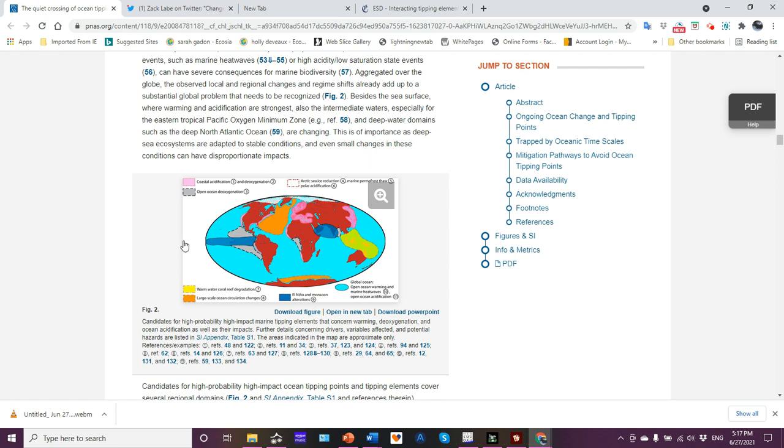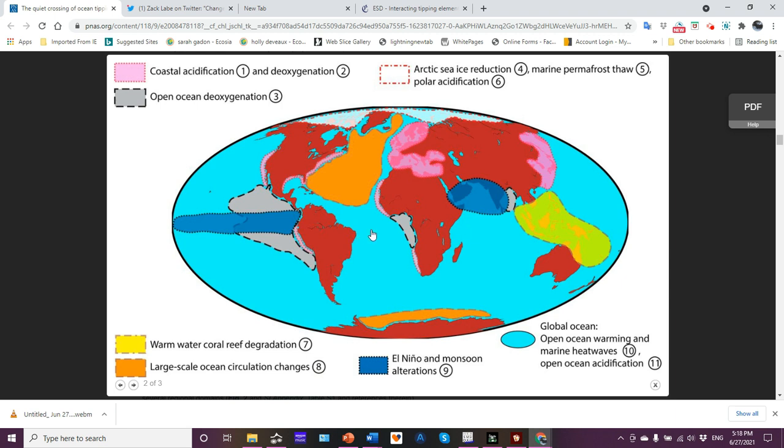So here, this figure here, candidates for high probability, high impact marine tipping elements that concern warming, deoxygenation, ocean acidification, as well as their impacts. And then they say the areas in the map are approximate. So let's take a look at the figure here. So we'll start here in this red dashing here, Arctic sea ice reduction. Okay, and that's, of course, all up in here in the Arctic Ocean.